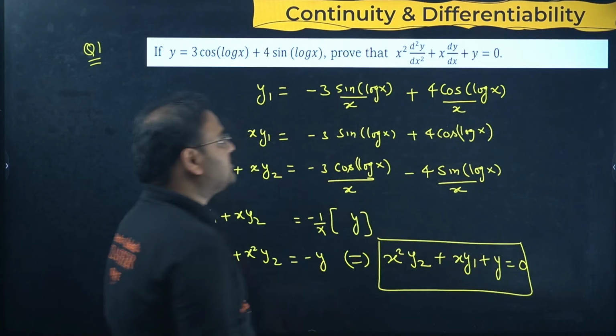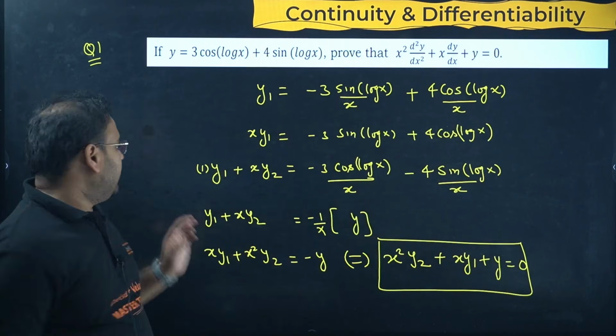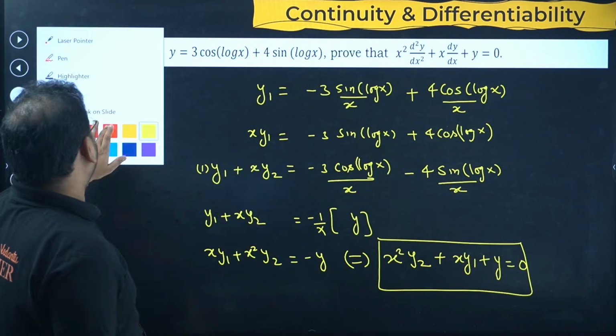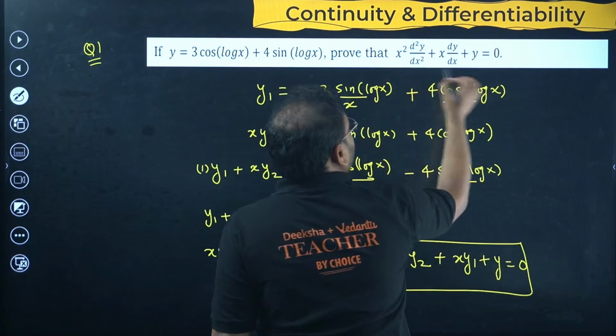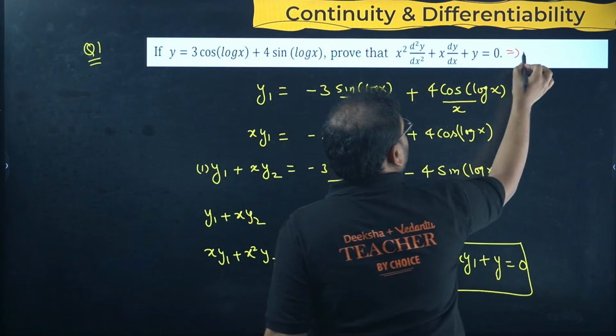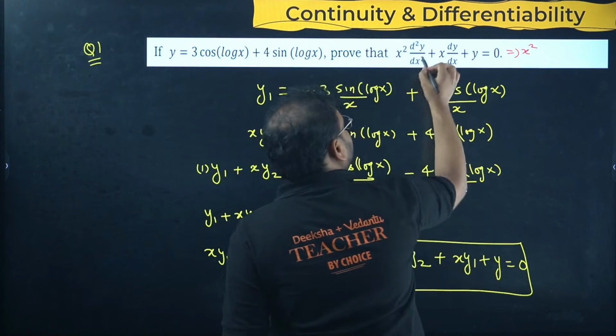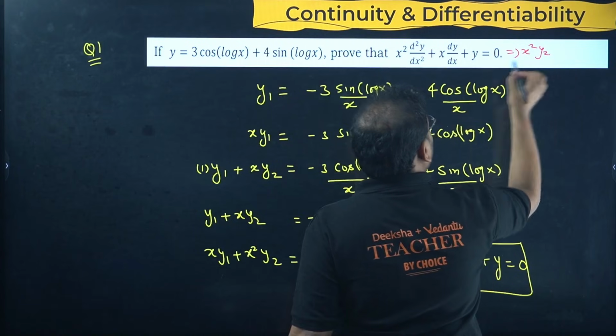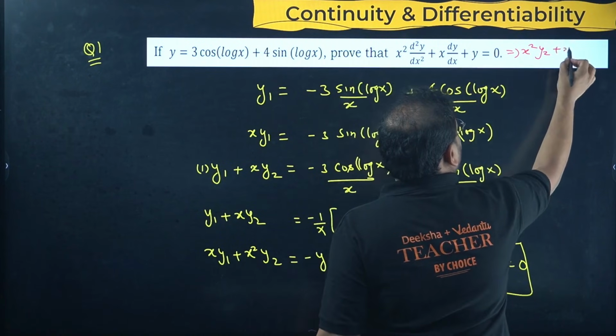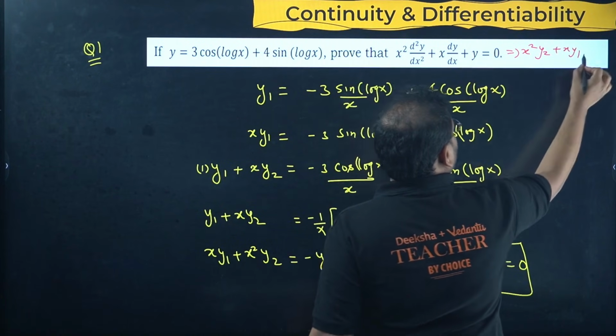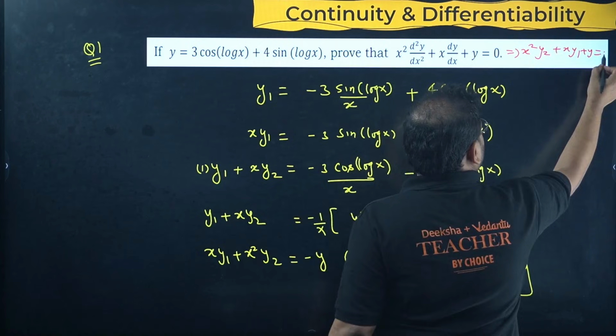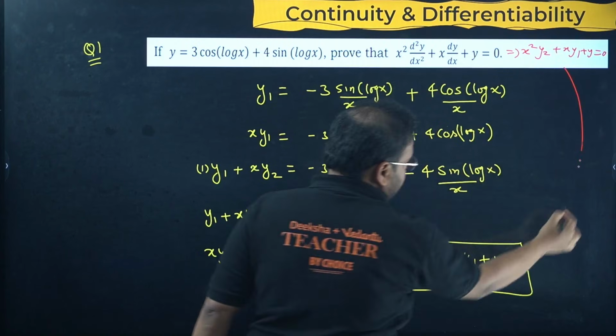This is your answer. I hope this is clear. Okay, if you are not able to relate with this, it's okay, I can help you with that also. X square, I'm going to rewrite this equation. X square is x square. Second derivative can be written like this as y2. This is plus xy1. And what is this? Plus y. And check, this is same as what I've done over here.